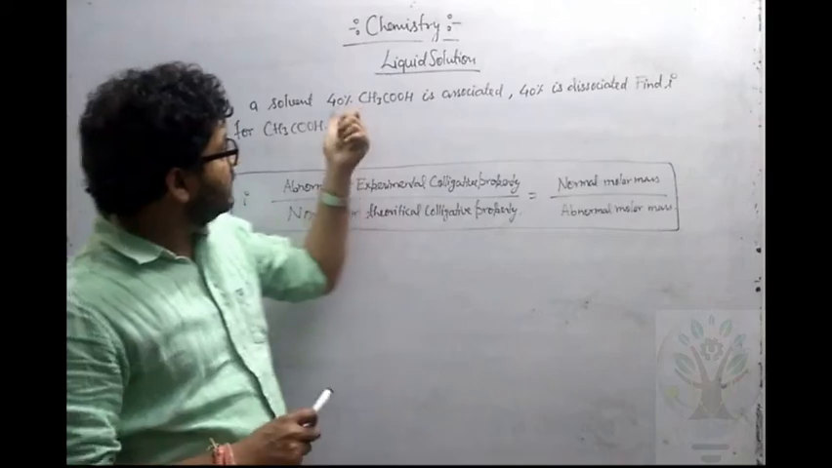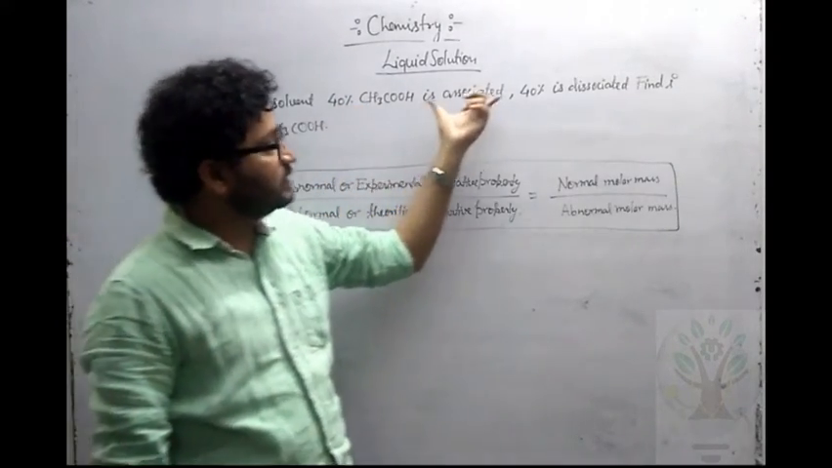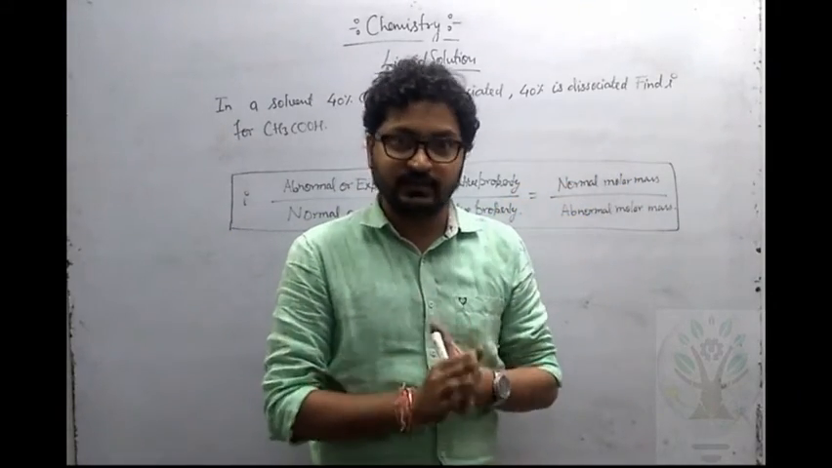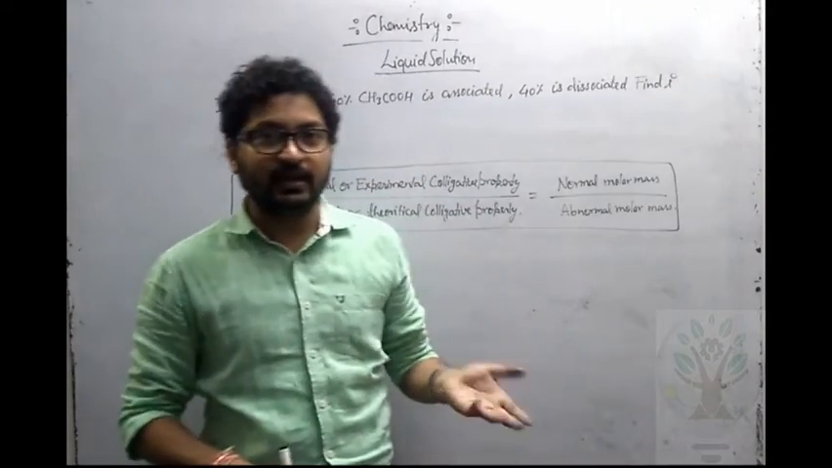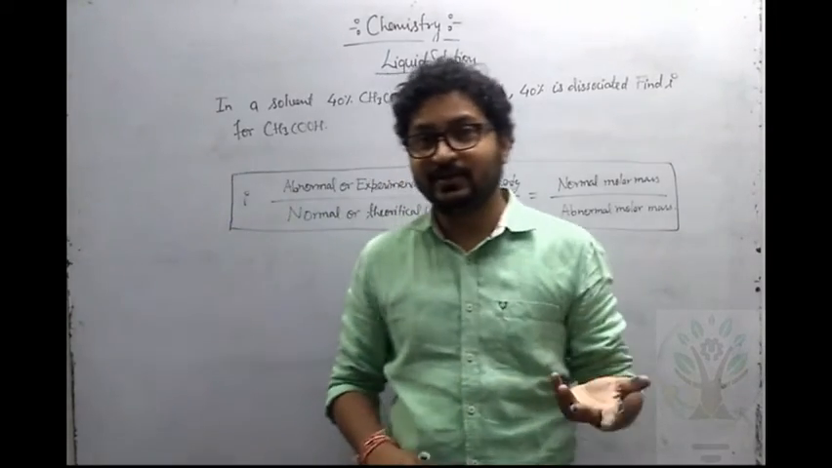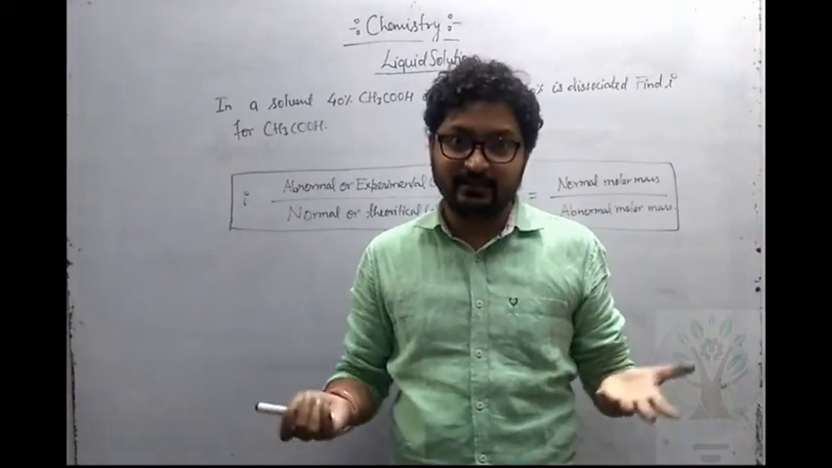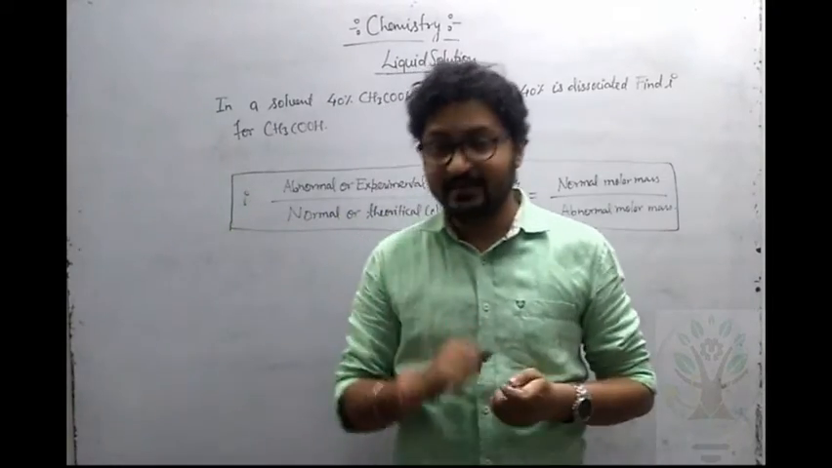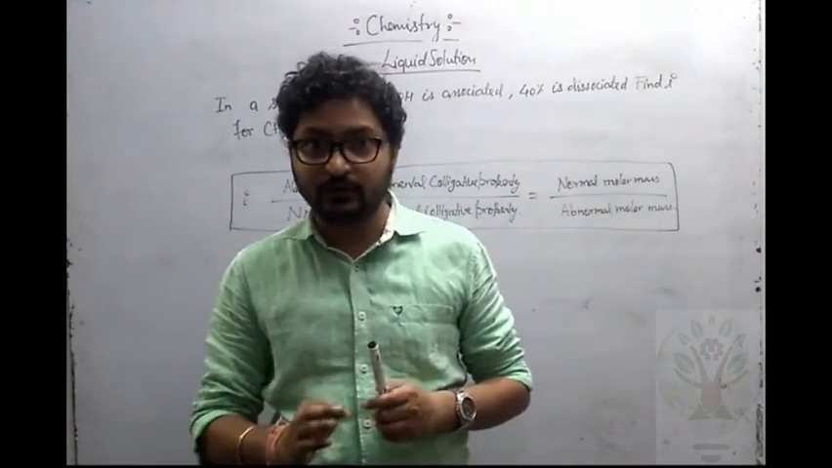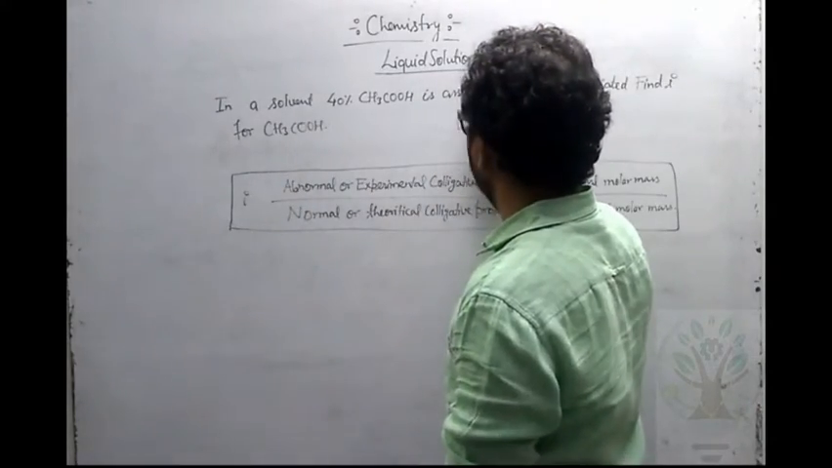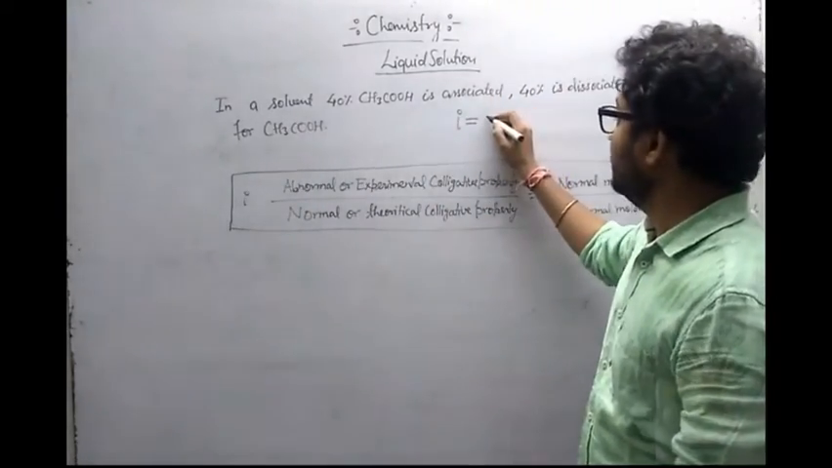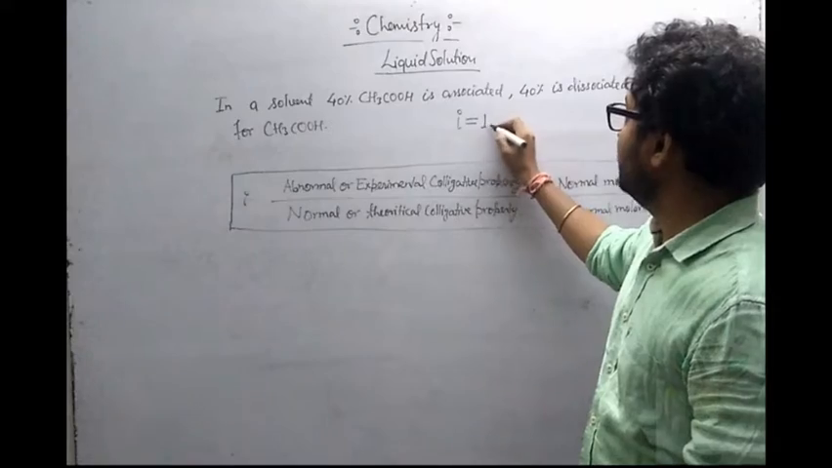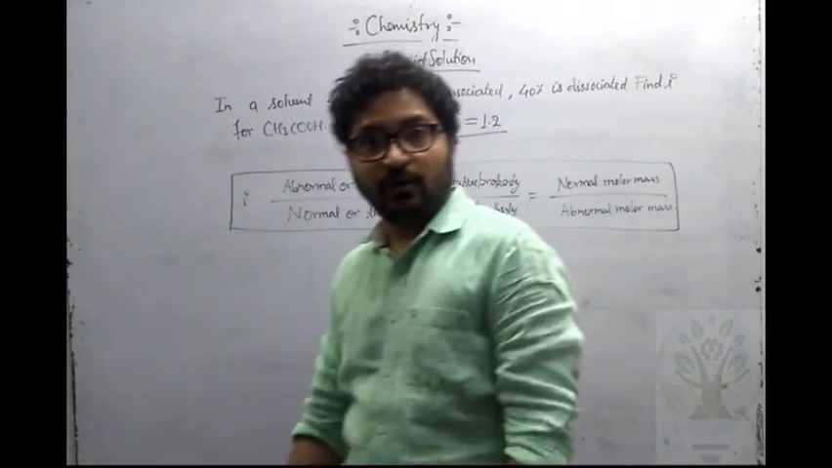Next problem is, in a solvent, 40% of CH3COOH is associated and 40% is dissociated. Find i for CH3COOH. Okay, 40% is dissociated, 40% is associated. So what about the rest 20%? 20% is as it is. Would you like to give it a try? Yes, this question you have to solve only. I will not solve it, and the answer for this question will come as 1.2. You have to solve this on your own.